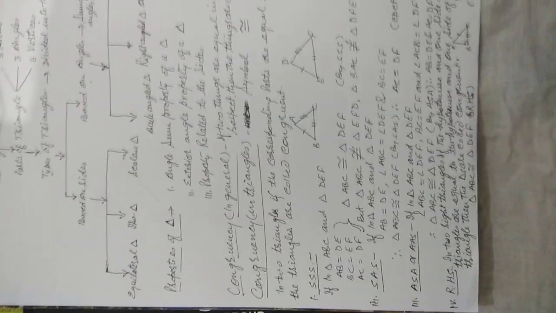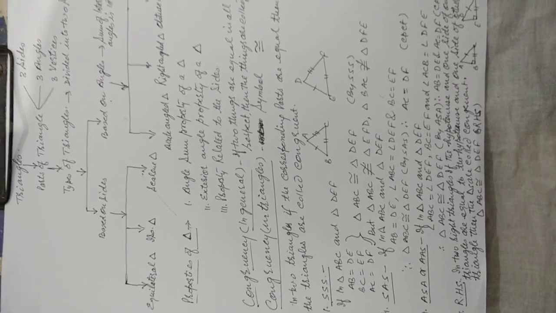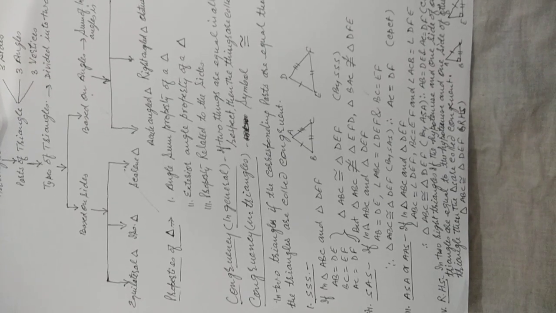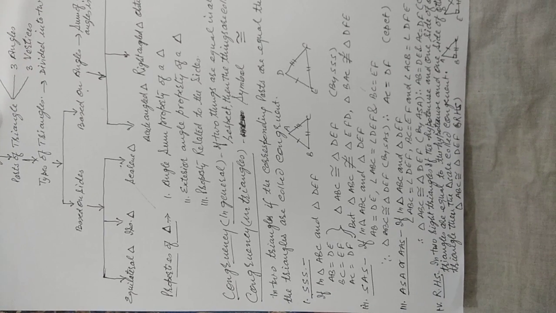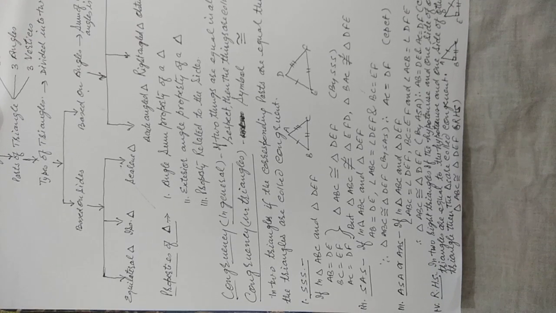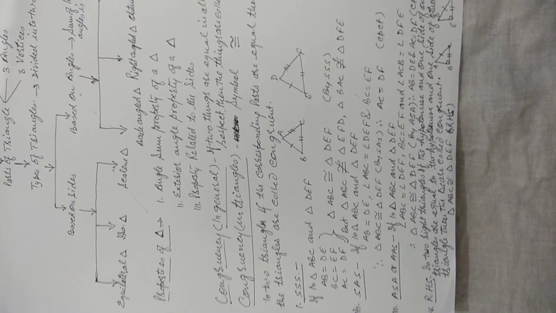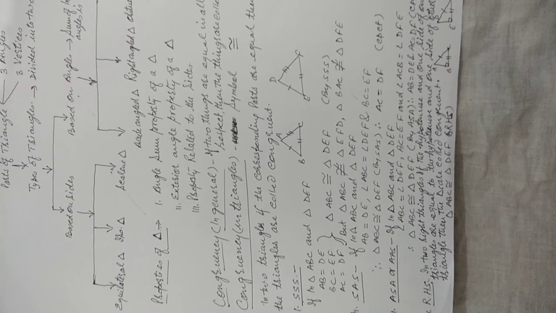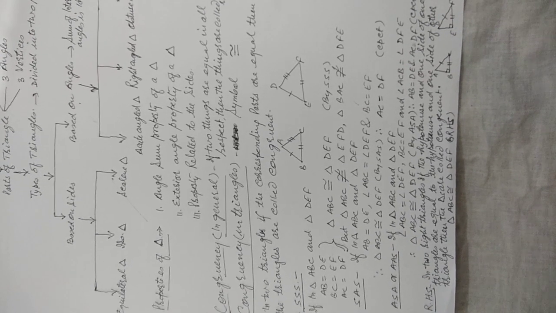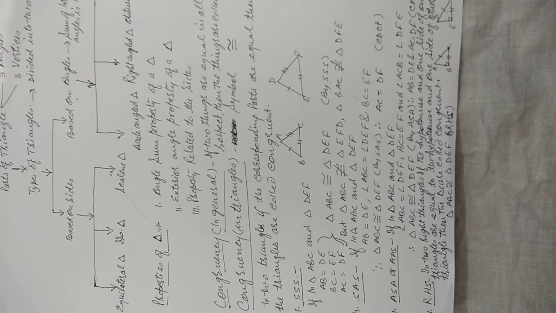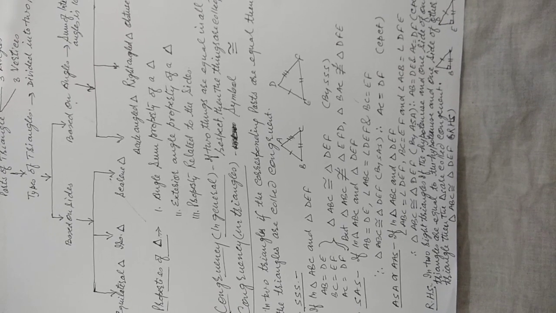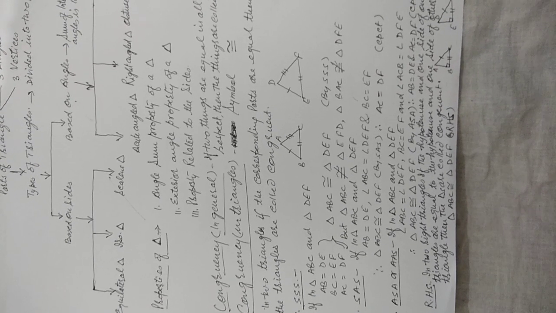So the properties or the criteria of the congruency are, first one is, that is called SSS criteria. So let us suppose in triangle ABC and triangle DEF, AB is equal to DE, and BC equal to EF, and AC equal to DF. These things are given already. In that case, the triangle ABC is said to be congruent to triangle DEF, and the criteria is known as SSS.